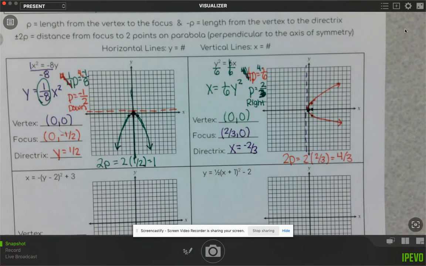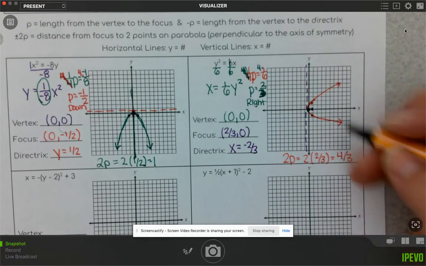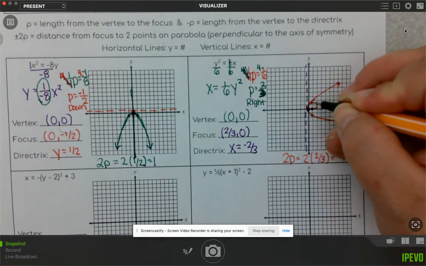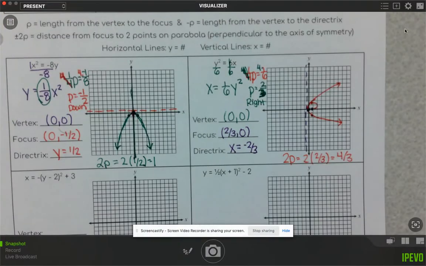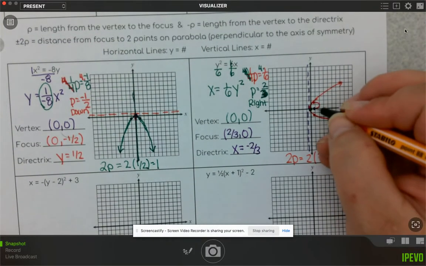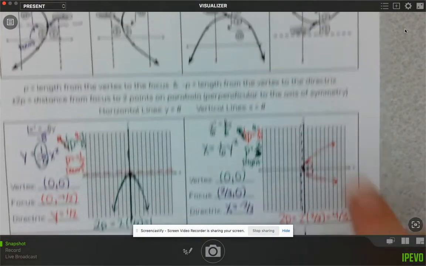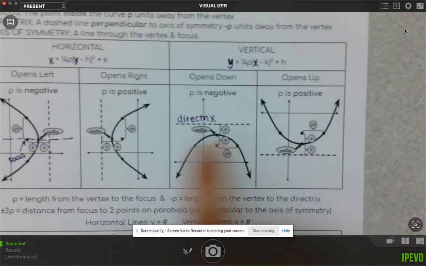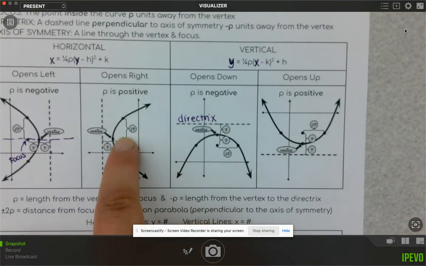You do not need to write the coordinates of those points. This is just the distance from here to here, or from here to here, the same way that I showed you right here. Okay.